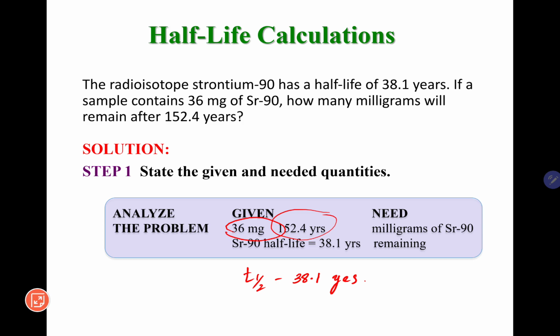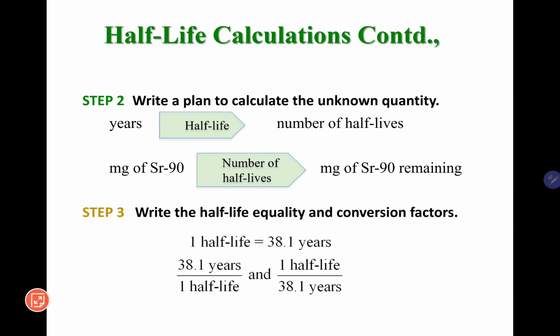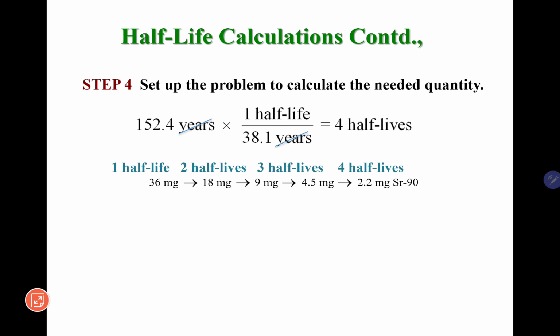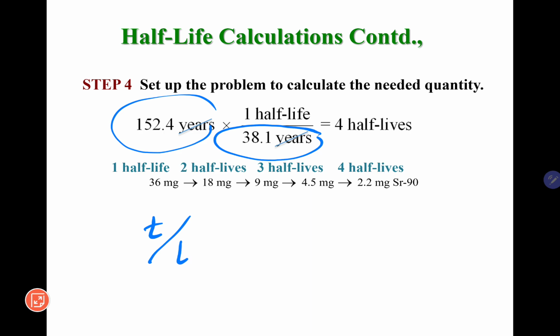So when doing these calculations, you first want to figure out how many half-lives have passed during the time span. So you take the total time, which is 152.4, and you divide it by the half-life, T-half, and you get the number of half-lives spent. For this strontium, we have gone past four half-lives, right?